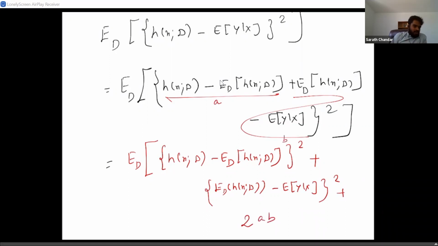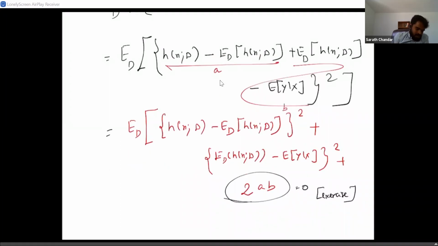Okay, so now we could do the same exercise if we want to do it again, but we are not going to do that. So this term is going to be 0, and I will leave that as an exercise. So when you do the 2AB, it's going to be 0. So we just need to consider the first and second term. Okay, so let me cut paste the first and second term.